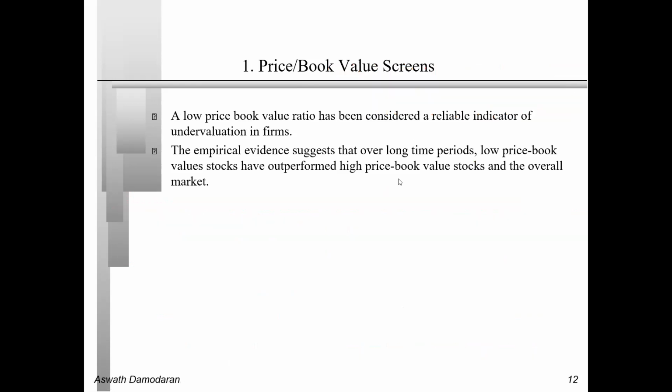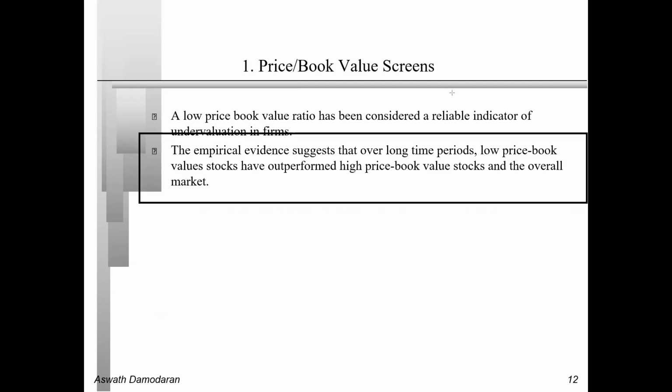So price to book value screens: a low price to book value ratio has been considered a reliable indicator of undervaluation in firms. Over a long time period, low price to book value stocks have outperformed high price to book value stocks in the overall market. That's a good point here. It shows that you want to have a low price to book ratio for your stock. So a low price to book ratio is better.